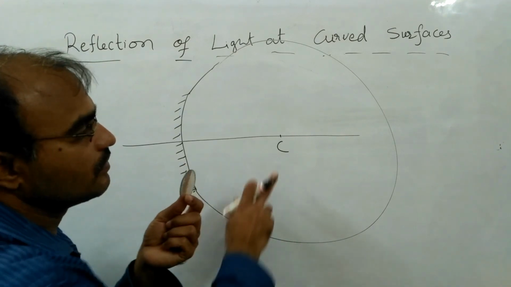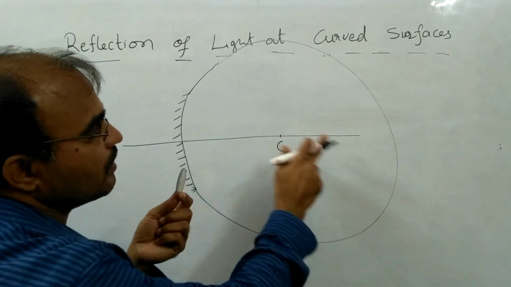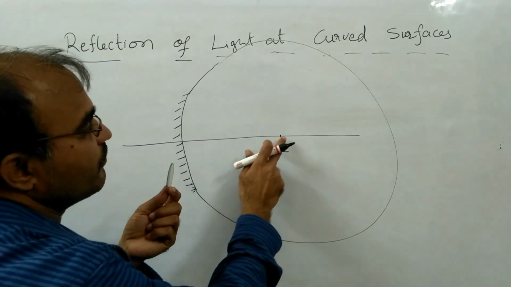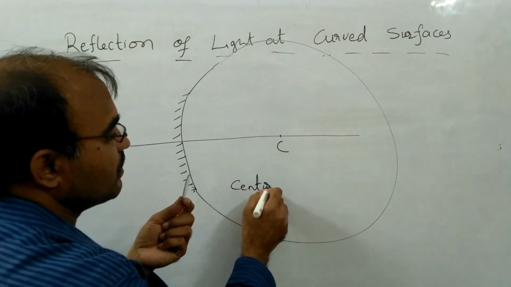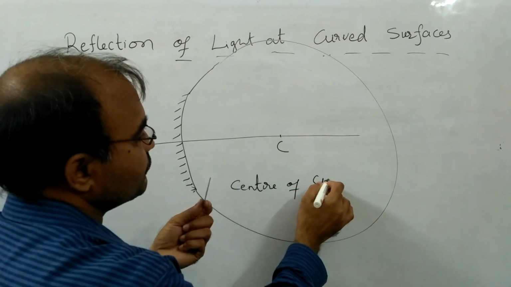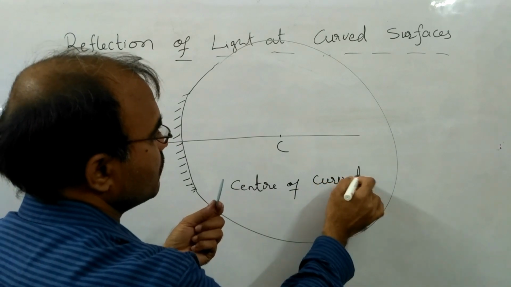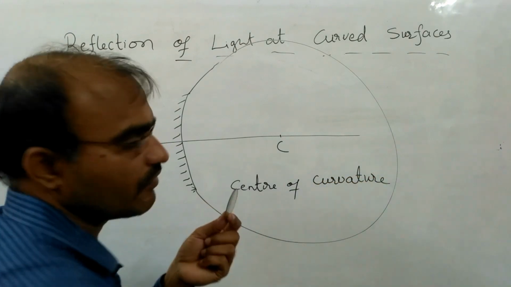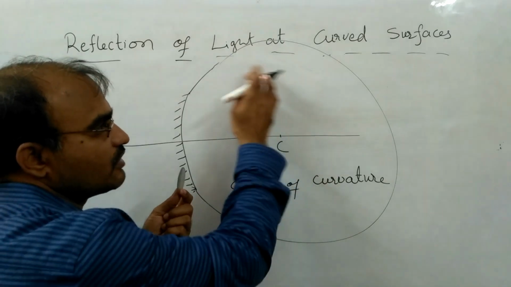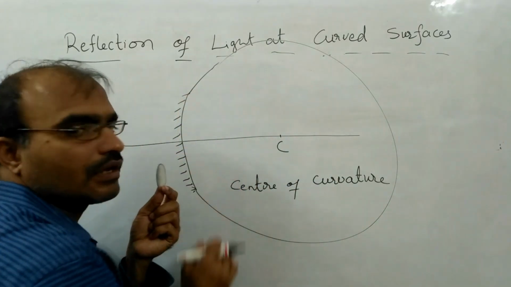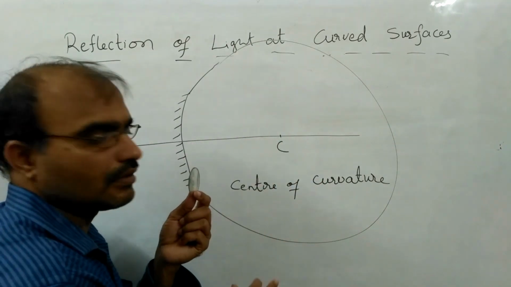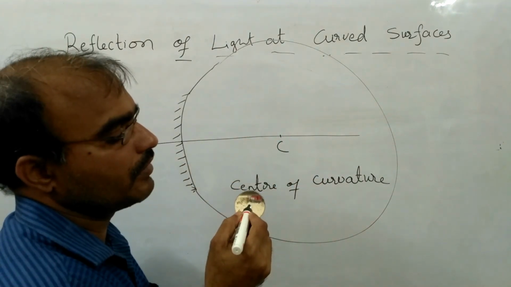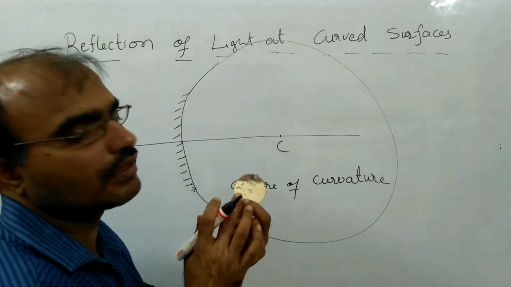Right? So this is the center of the sphere, and we define C as the center of curvature. So we define a terminology here, center of curvature. What is center of curvature? It is the center of the sphere from which the mirror is taken, or else the center of the sphere to which the mirror belongs.